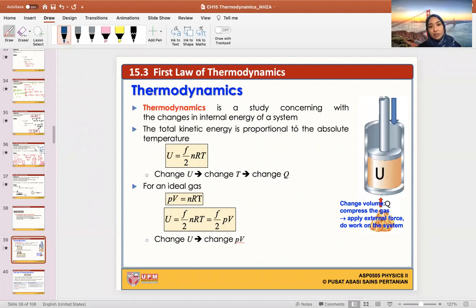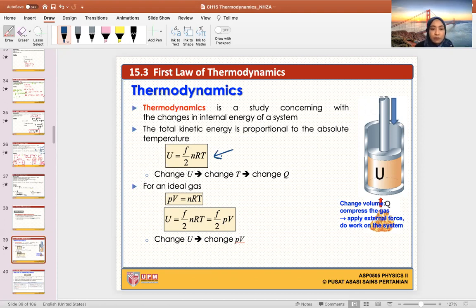Okay, kita start dengan thermodynamics dulu lah. Thermodynamics is a study concerning heat and its relation to work and energy. The total kinetic energy is proportional to the absolute temperature. So, meaning to say, if you have a high temperature, internal energy also increases. We have seen this from this equation. Kan, kita tengok dah.